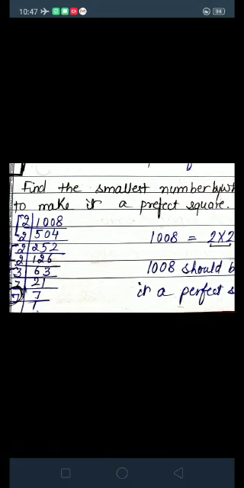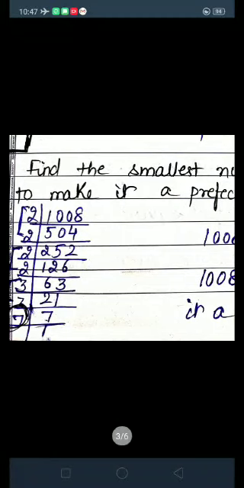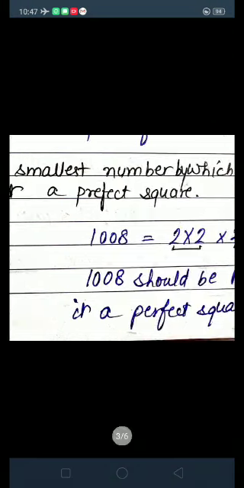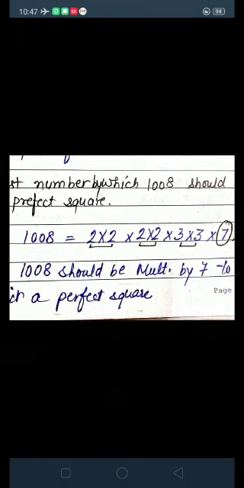So for checking that it's not a perfect square, I have to prime factorize. So the same I have to prime factorize here also. By doing the prime factorization, I got a pair of 2, again a pair of 2, a pair of 3, and a number 7 remains alone. So I have paired up all, but the 7 is still alone. So 1008 should be multiplied by 7 to make it a perfect square. I have written the whole statement with the help of the question.